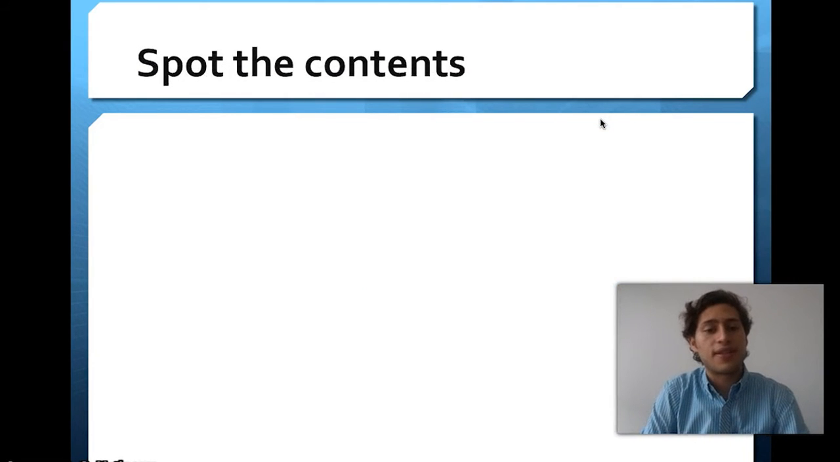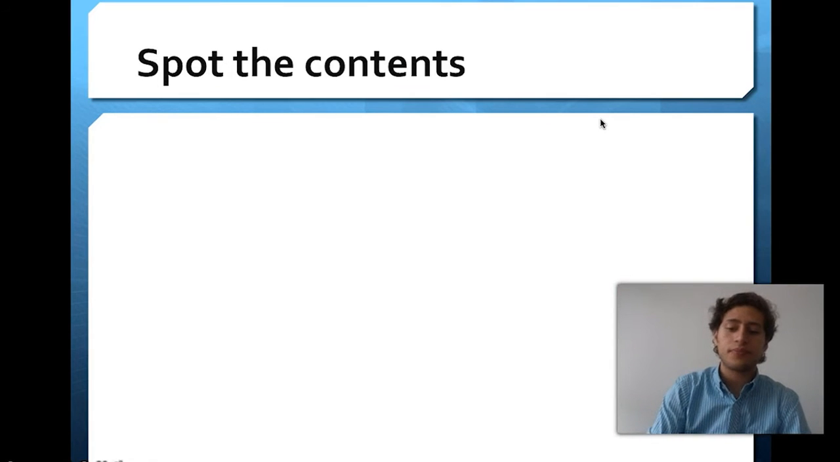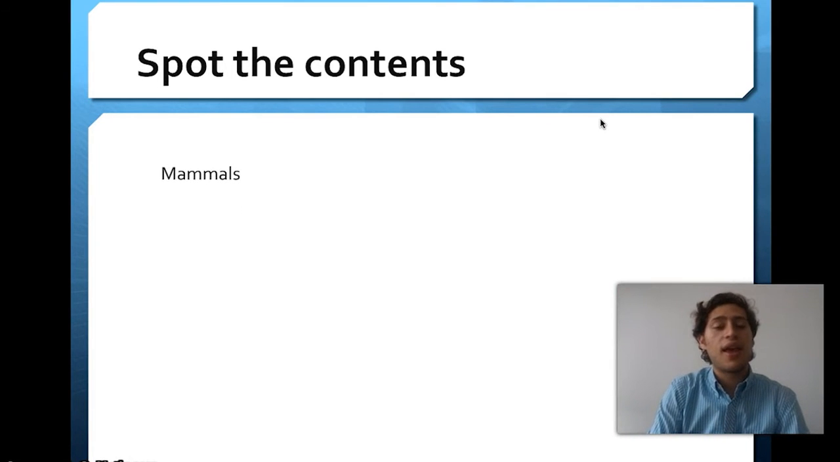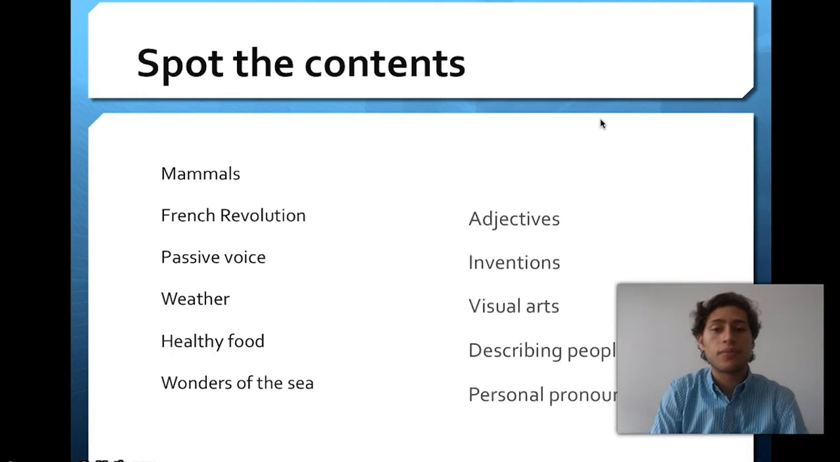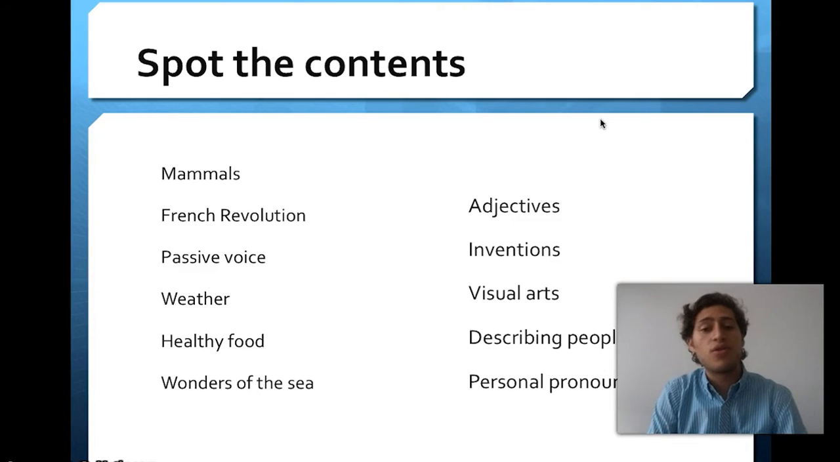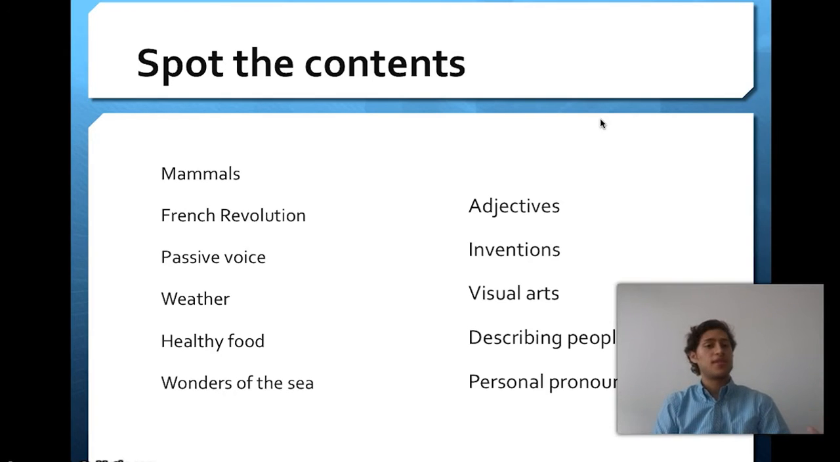So let's do a little exercise. Let's spot the contents. Let's see which ones are contents and which ones are not. So we have this list: mammals, French Revolution, passive voice, weather, healthy food, wonders of the sea, adjectives, inventions, visual arts, describing people, personal pronouns. So take 20 seconds and try to see which ones are contents and which ones are not.